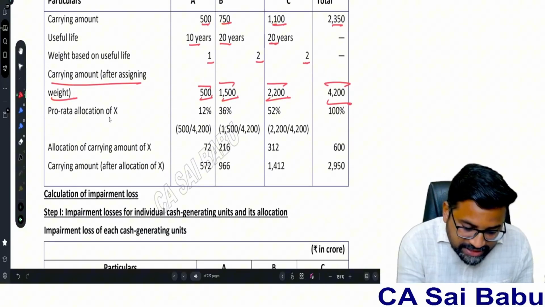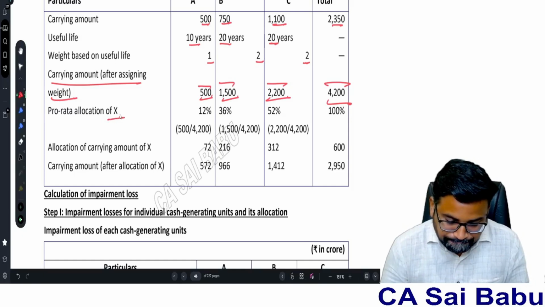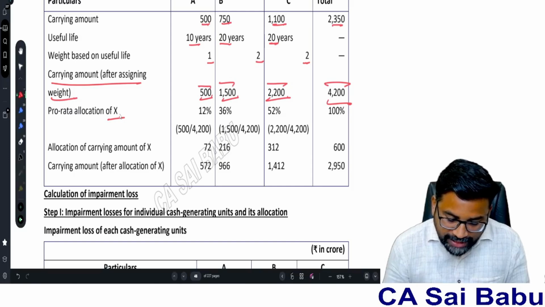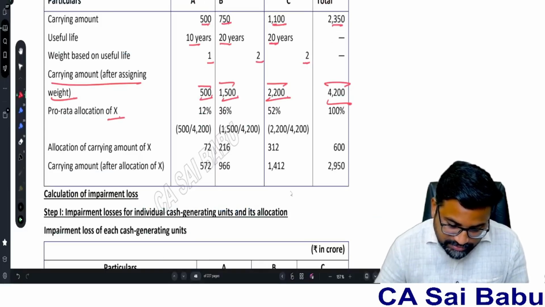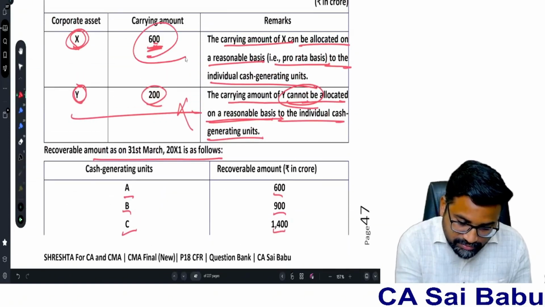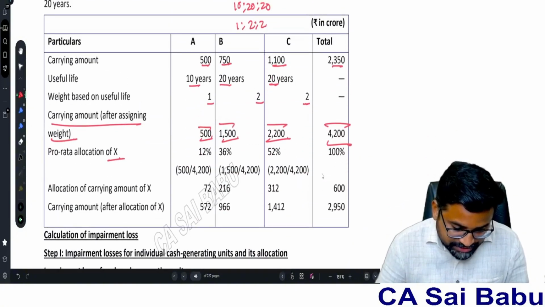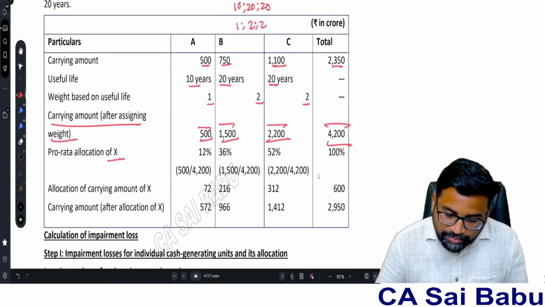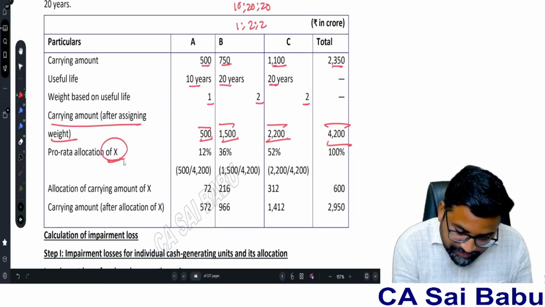Now corporate asset X. Allocate this X between these assets. So how are they allocating, sir? What is the value of this corporate asset X? 500. Sorry, 600. Right. Now this 600 we should allocate. On what basis will you allocate, sir? Find out the percentage, sir. Pro rata allocation of X.